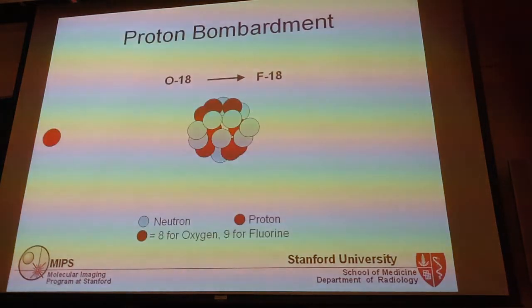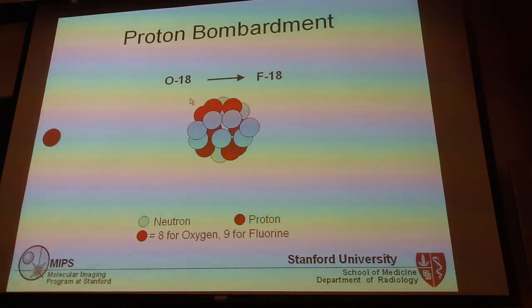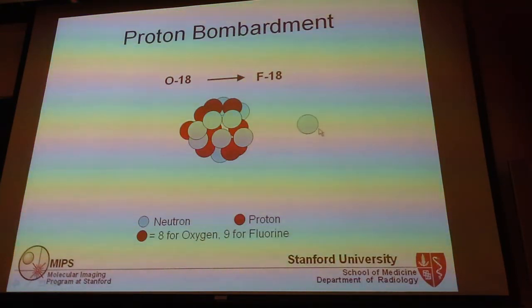Okay. Well, anyway, this is the reaction. This is the one that we're most commonly using, with the isotope oxygen-18. Basically, we use water. Instead of H2O with oxygen-16, we put the oxygen-18 in there. So basically, the proton knocks out a neutron, and that's how we're able to get fluorine-18.